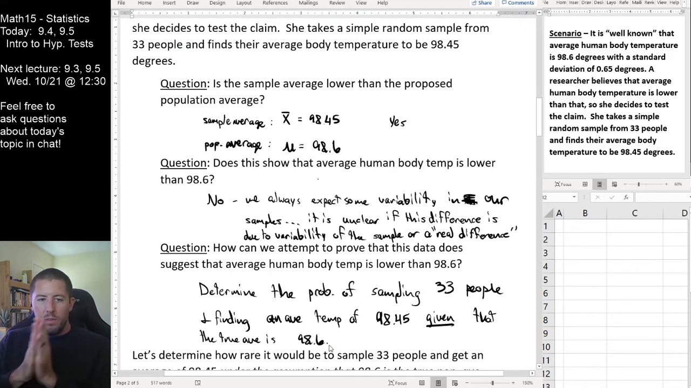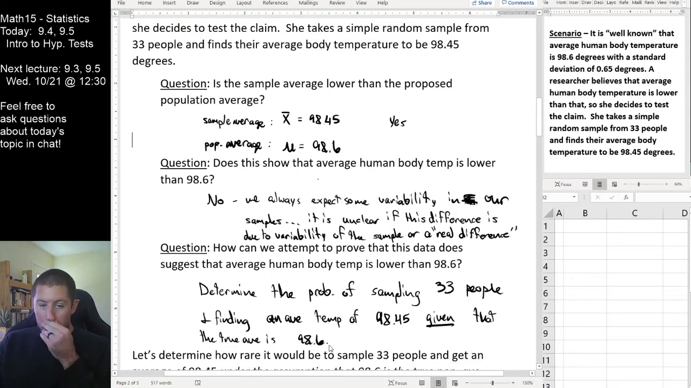So here's the very, very important underlying thing that's happening. Listen to this statement very carefully. This is a really important part of every hypothesis test that we're ever doing. We are not looking to see what is the probability of getting a 98.45 as a standalone statement. What we're doing is assuming that our 98.6 is correct. We don't know if it is or not, but we need something to work from, a jumping off point. So we're saying, okay, let's assume that 98.6 is correct. If it were correct, what would be the probability of us seeing a 98.45 as our sample average across 33 people?